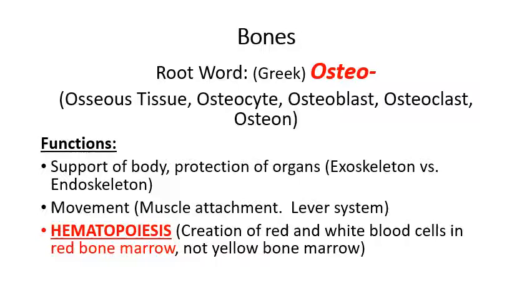All right, so the root word for bone is osteo. It's a Greek word, osteo, meaning bone. And so you sometimes refer to osseous tissue, which refers to bone tissue. An osteocyte is a bone cell, but typically a bone cell can be doing one of three things. It can be just sitting there, in which case you just call it an osteocyte. But if it's actively building bone tissue, you call it an osteoblast.